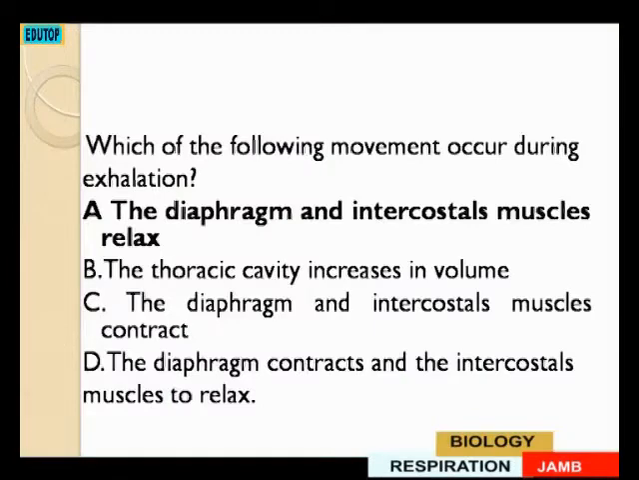Unlike when you breathe in, you discover that the diaphragm and the intercostal muscles contract when there is inhalation. When you take some air in, everything is contracting. But when the air is going out, the volume of the thoracic cavity reduces, then the diaphragm and intercostal muscles relax. So that is option A, diaphragm and intercostal muscles relax.